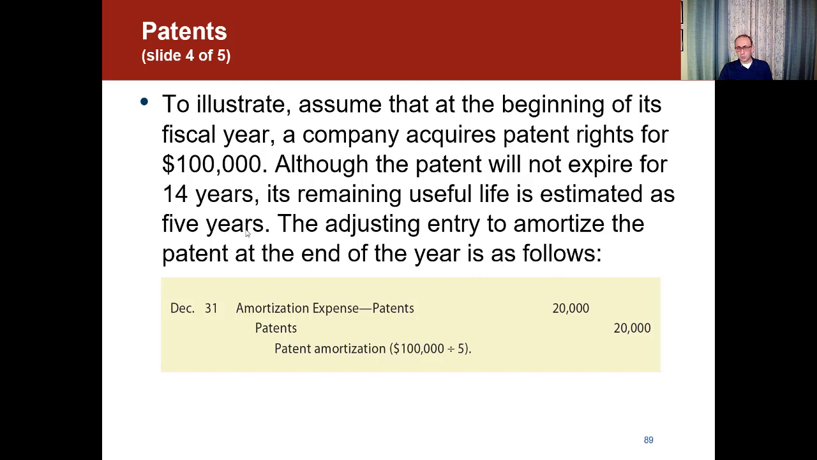So which one should we use? We always use the lowest, the shortest. So we're going to use the 5 years. As you can see here, the patent amortization was the $100,000 divided by 5 years, because that's the remaining useful life, and that gave us $20,000. So we debit amortization expense for patents and we credit patents. Please pay attention that we only credited patents. We didn't credit accumulated amortization for patents.